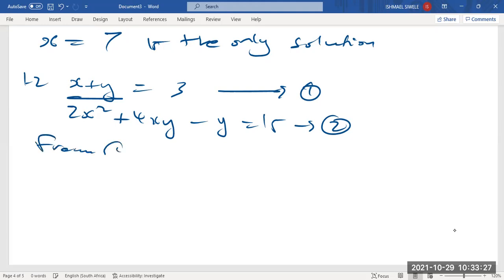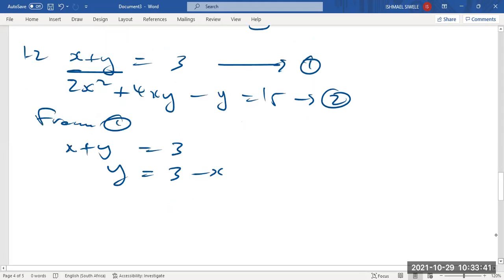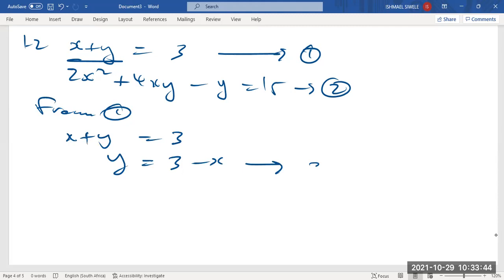From equation 1, x plus y is equal to 3, so it means y is going to be 3 minus x, right? So I've made y the subject of the formula. This new equation will be equation 3. With my new equation 3, what am I going to do now? I'm going to substitute equation 3 into equation 2.